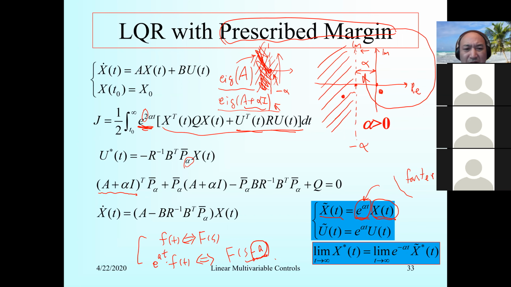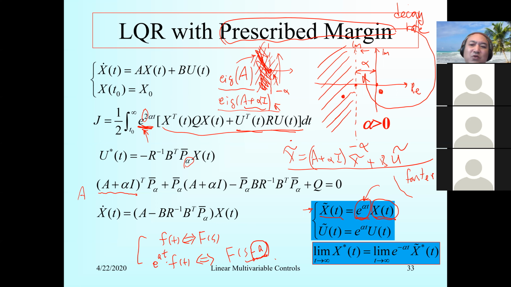That's not the important part. The important thing is to do this transformation. There's a physical meaning: the decay rate, or prescribed margin. By putting this in here, you are replacing A with A plus alpha I. So this is your new A. Basically, x tilde dot is A plus alpha I times x tilde plus B tilde u, so that is the transformed system in tilde.